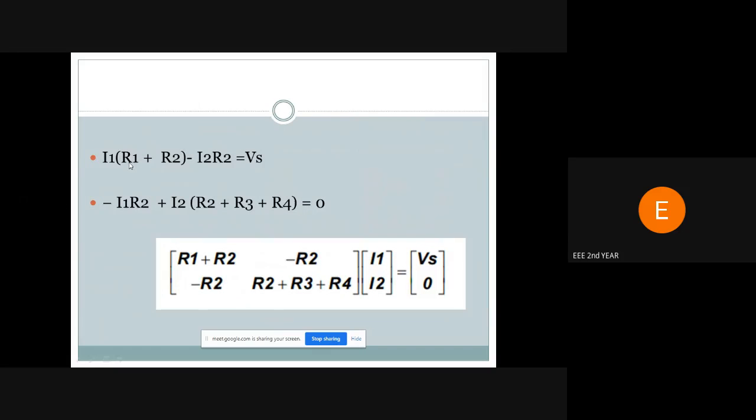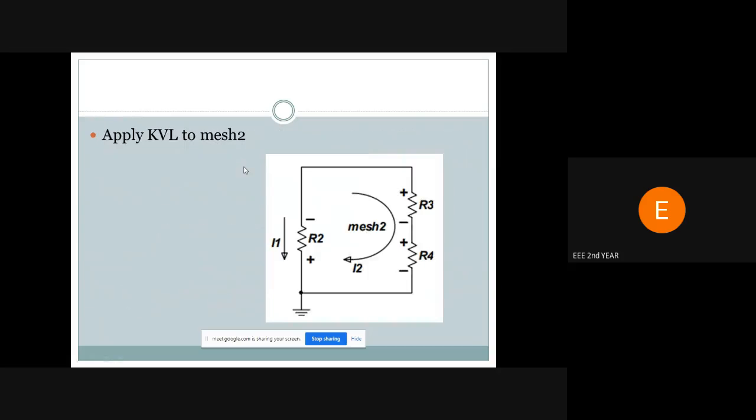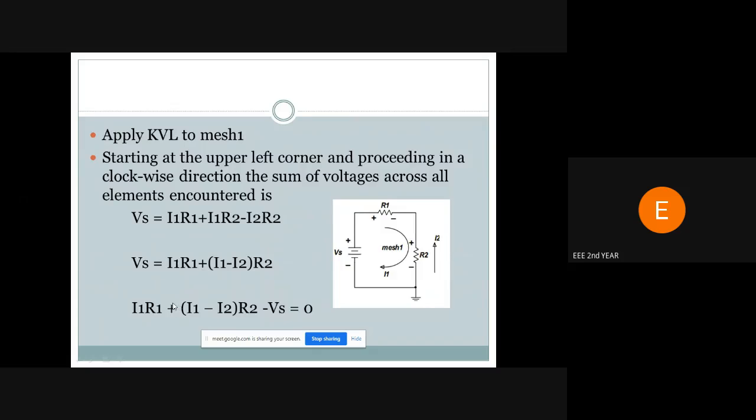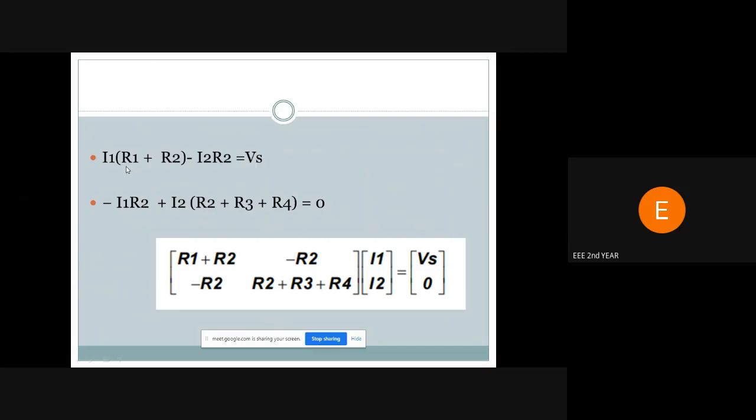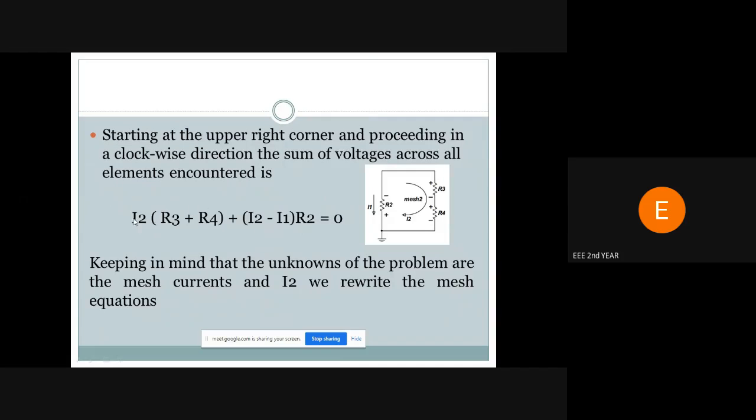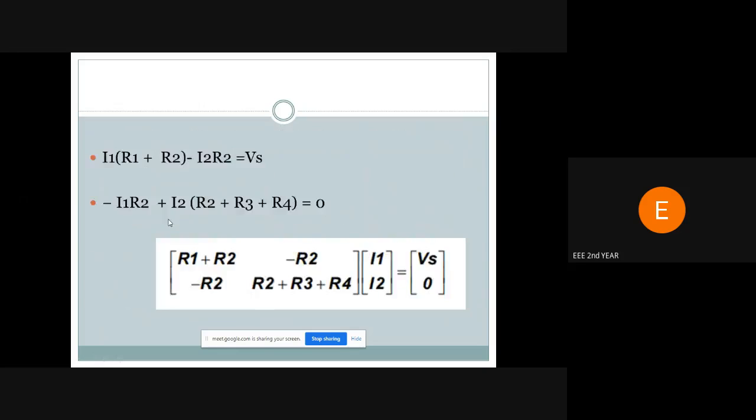Based on that, I1 of R1 plus R2 minus I2 into R2 is equal to Vs. When you multiply this, I1 R1 plus I1 R2 minus I2 R2 minus Vs equals 0. Rearranging, we get I1 of R1 plus R2 minus I2 into R2 equals Vs. In the second mesh, we get minus I1 R2 plus I2 of R2 plus R3 plus R4, which is equal to 0.